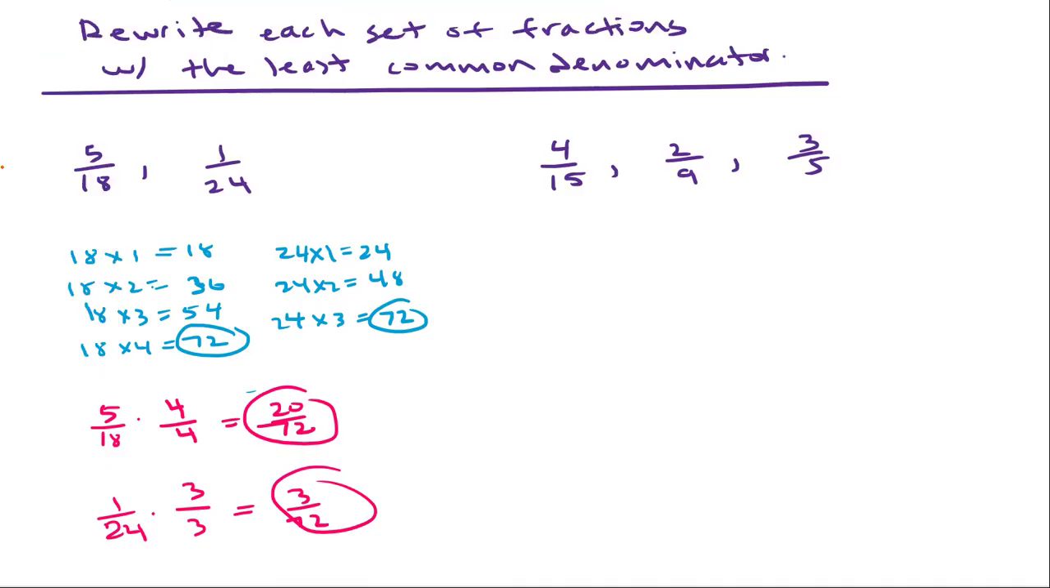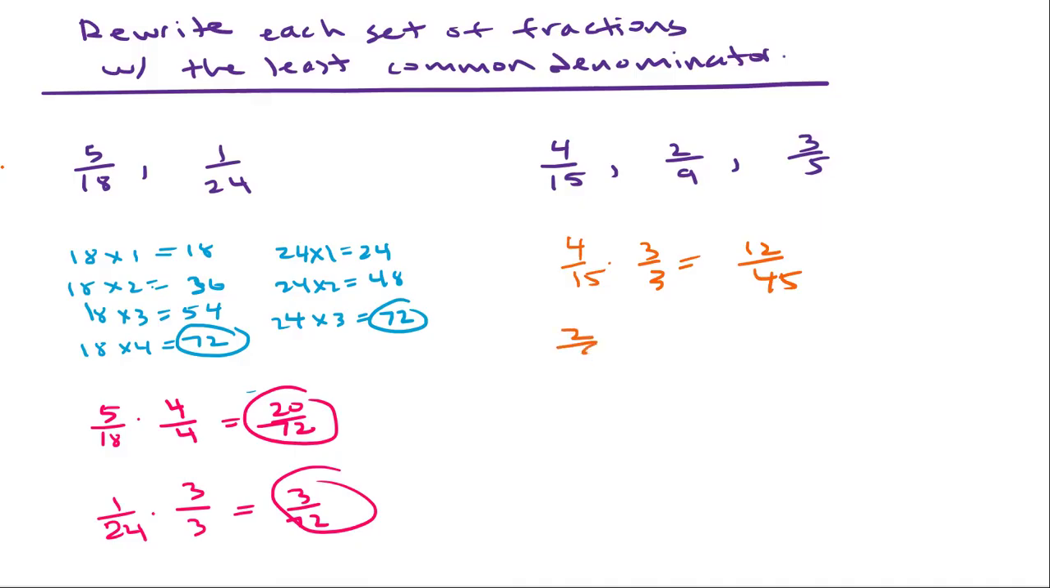Okay, for this one here, we do exactly the same thing. I can do multiples of each one. Or I can see that 45 is a common denominator between the three, and it is the least common denominator between the three. So I can take the 4 over 15, multiply that by 3 over 3, and that will give me 12 over 45.